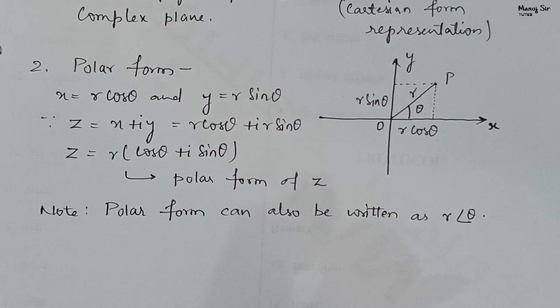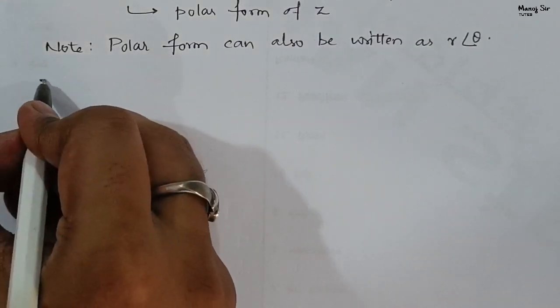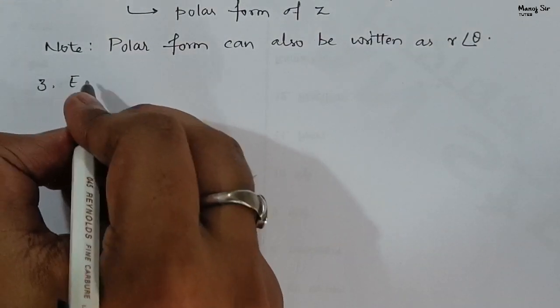Now after this we'll come to the third form of complex number, that is the exponential form. Third is the exponential form of complex number.